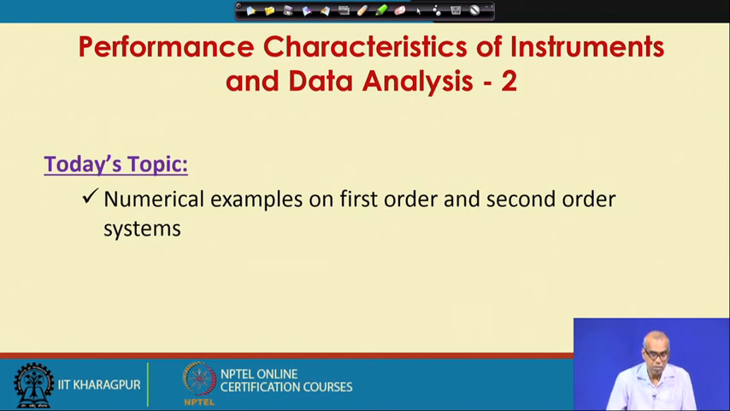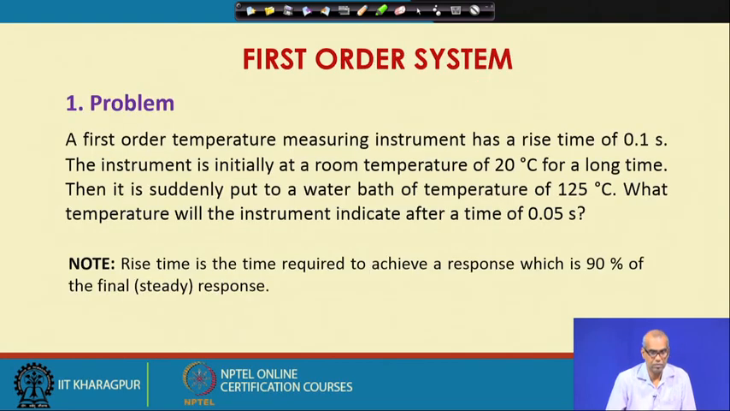So, in today's class, we will take few numerical examples on first order and second order systems or instruments. So, let us take our first example or first numerical problem. It is about the response of a temperature measuring instrument, which is a first order instrument.